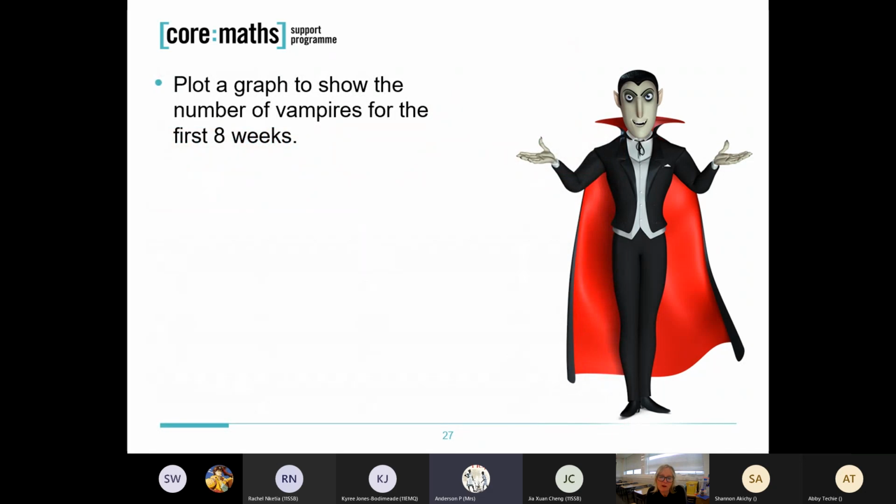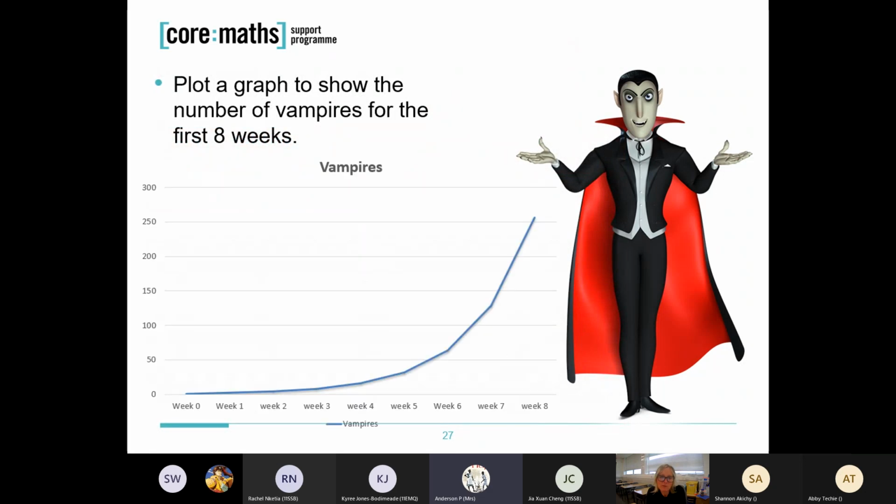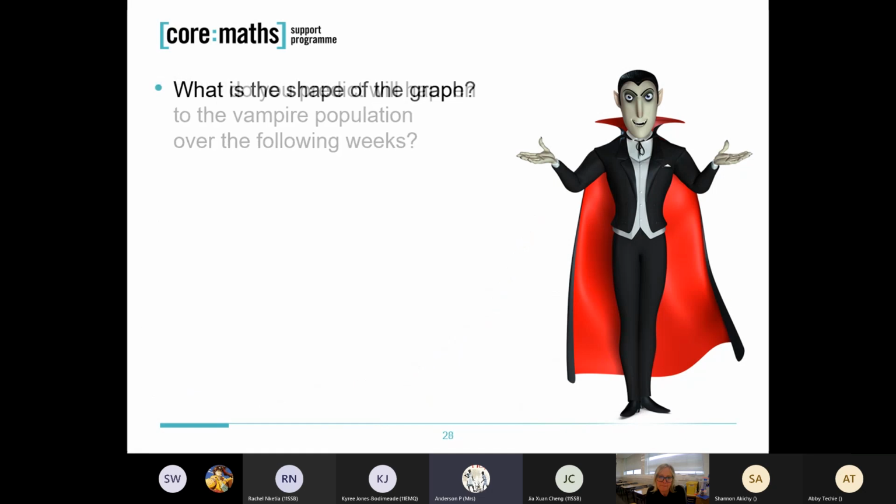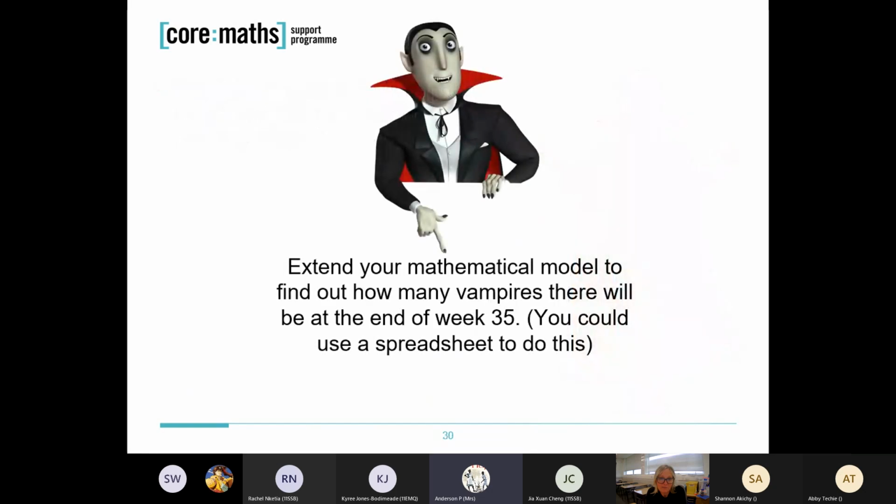So if we wanted to plot a graph to show this, it would show exponential growth, okay? So it started off slowly, and then because each week the population of vampires is doubling, it's going to increase and grow exponentially, okay? So what do we think will happen to the population of vampires over the following week? It's just going to keep growing, isn't it?